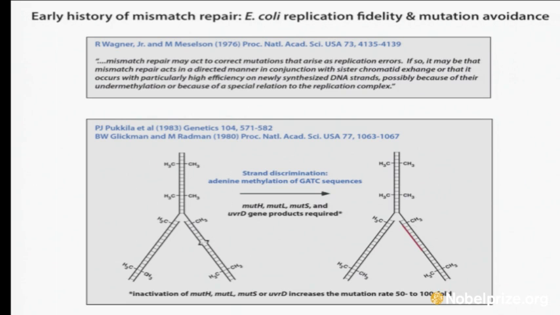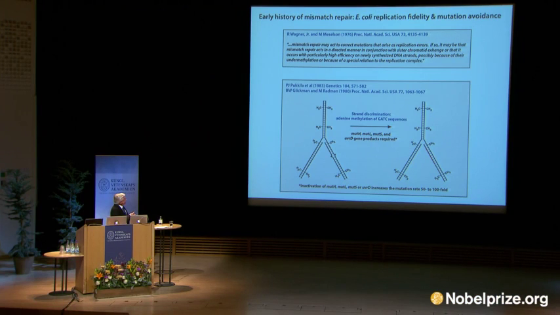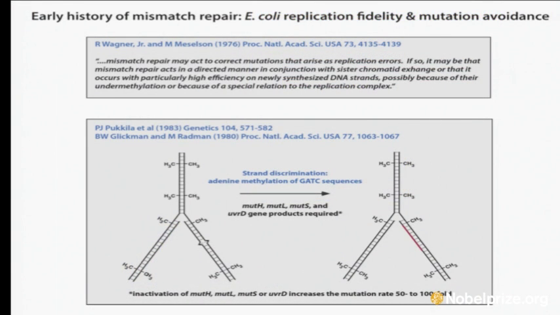They also showed that closely spaced mismatches separated by 1,000 base pairs or so are usually repaired on the same DNA strand. And based on that strand bias effect, they suggested that in addition to its role in genetic recombination, mismatch repair may act to correct mutations that arise as replication errors. If so, it may be that mismatch repair acts in a directed manner in conjunction with sister chromatid exchange, or that it occurs with particularly high efficiency on newly synthesized DNA strands, possibly because of their undermethylation or because of a special relation to the replication complex. This proved to be a particularly insightful proposal.